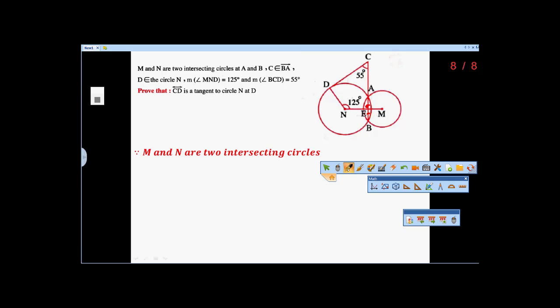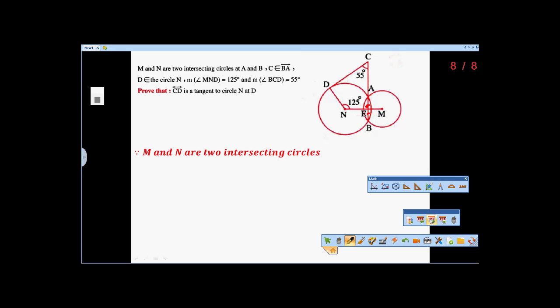Here, M and N are two intersecting circles. It means MN is perpendicular to BC, or AB, they are the same. It means the measure of angle CEN is equal to 90 degrees. And we know that the sum of measures of interior angles of a quadrilateral equals 360. So the measure of angle CDN is 360 minus (90 plus 55 plus 125). It will be 90. Then CD is a tangent to circle N at D.